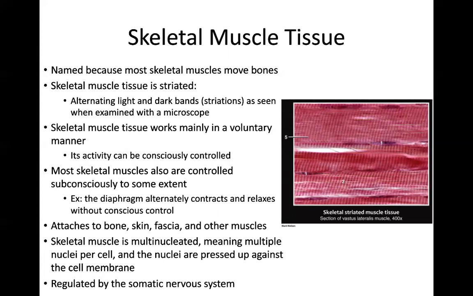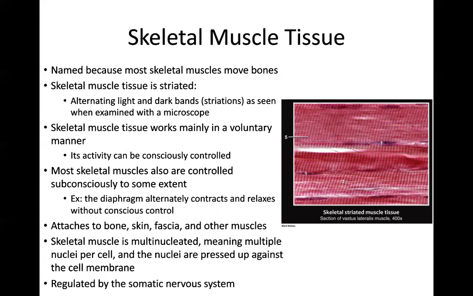Skeletal muscle is named because of what it's attached to, the bones, our skeleton, and it moves them in many cases. It is described as being striated, which is a description that we'll talk about in this lecture that relates to why this picture looks kind of fuzzy or blurry.